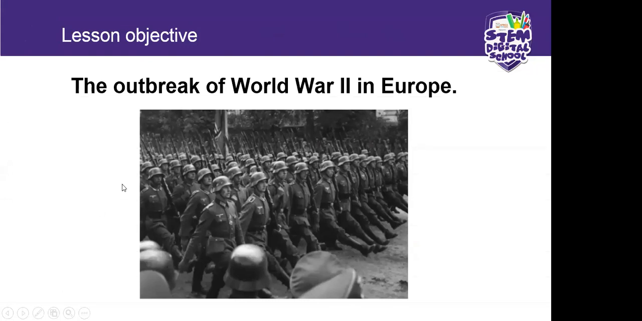If you can see that picture, what can you see from that picture? What's happening in that picture? Yes, Tabile. Just type for me, Tabile. What can you see? From Nosipo, I see the military marching. And then from Kabetse, soldiers marching. That's very good. So those were the soldiers that were marching during World War II in Europe.